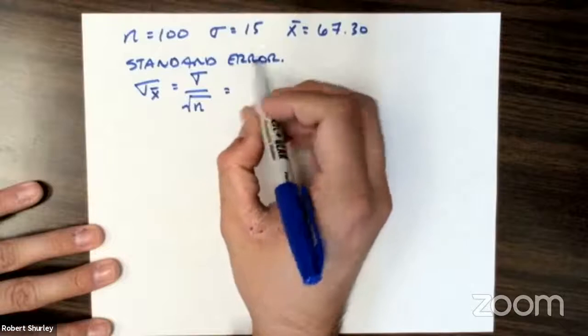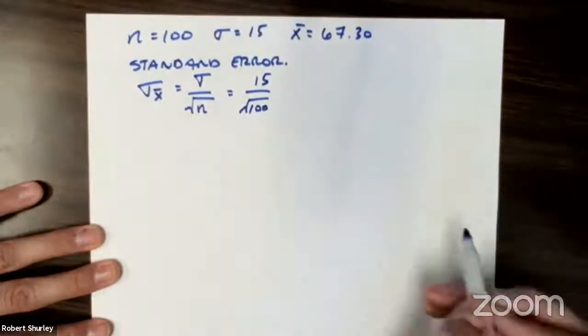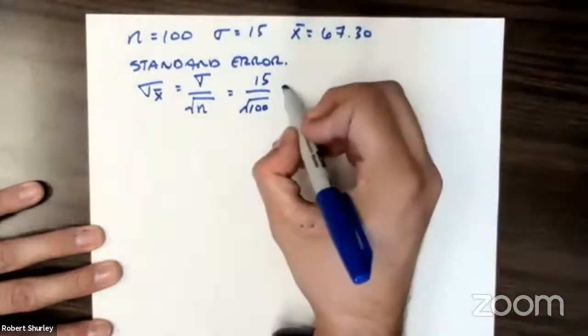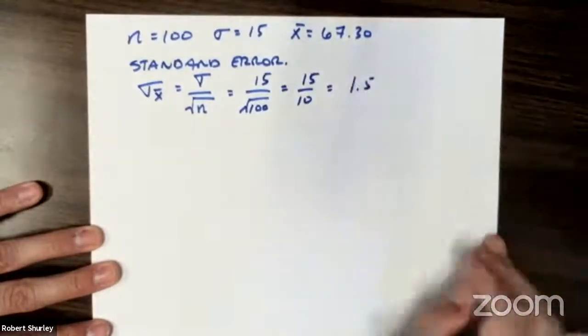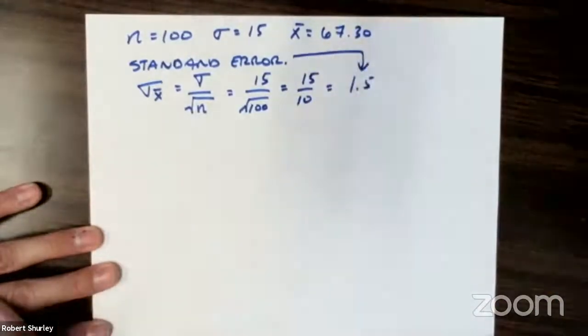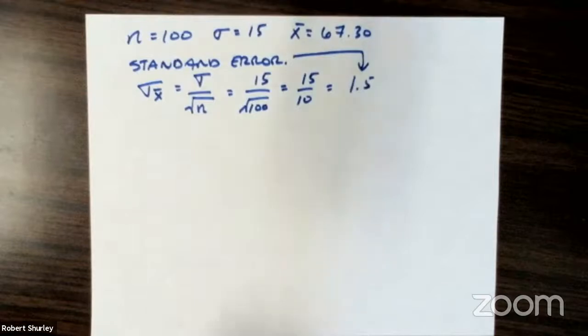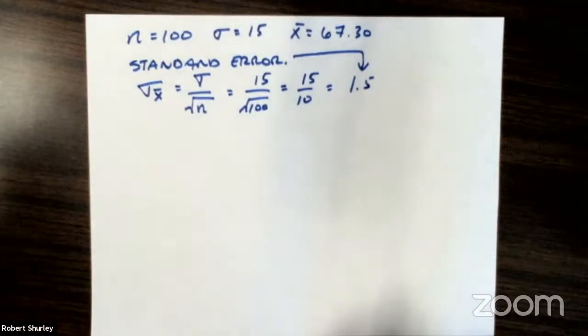So this winds up being 15 divided by the square root of 100. Oh, this math is easy. 15 divided by 10, that's 1.5. That's my standard error. So the standard error for this example is going to be 1.5. Now, that's not my margin of error. That's going to be found a little differently. That's my standard error.